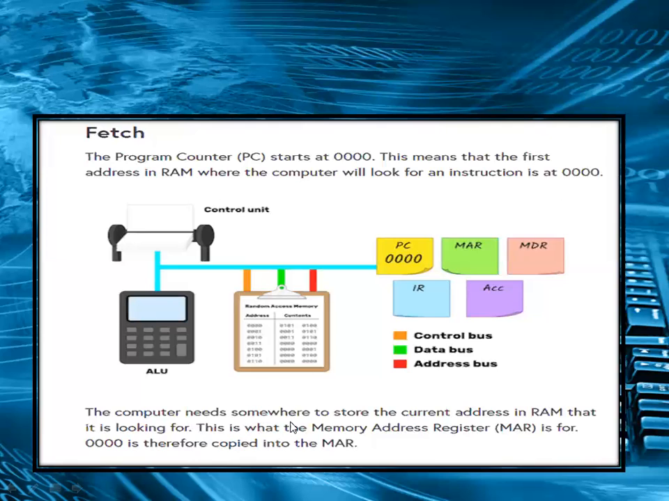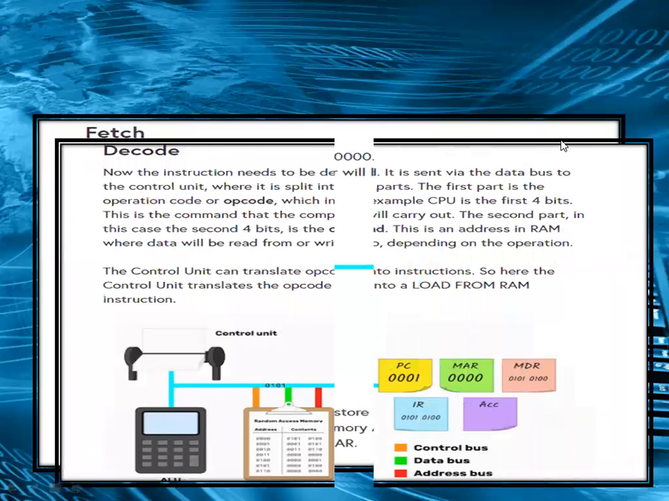A computer needs somewhere to store the current address in RAM that it is looking for. This is what the memory address register, MAR, is for. 0000 is therefore copied into the MAR. So this is a memory location from the RAM. It is copied into the memory address register. The address is copied here, and the program counter indicates which instruction will be fetched next.